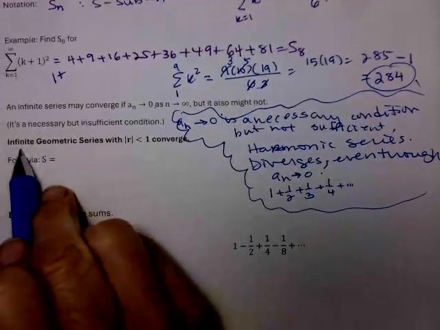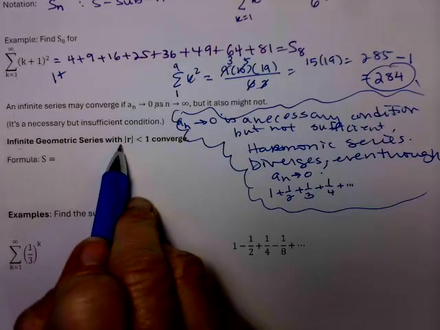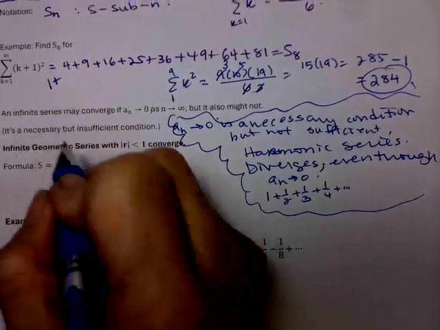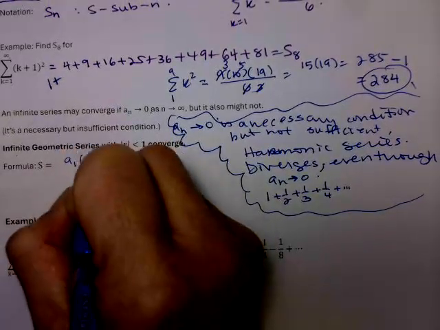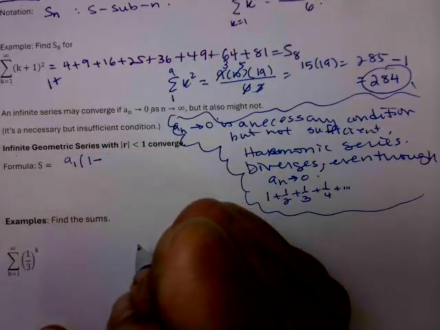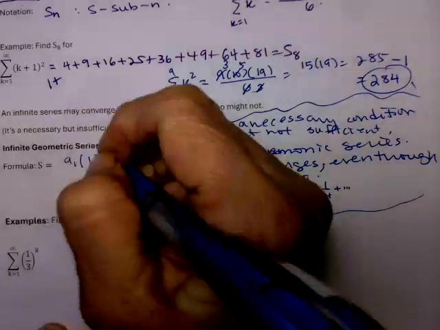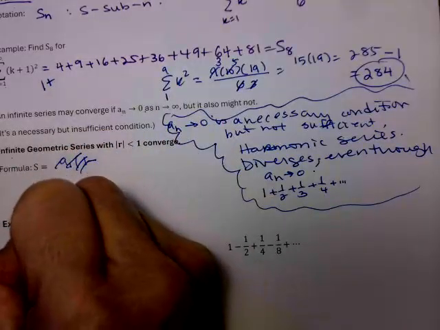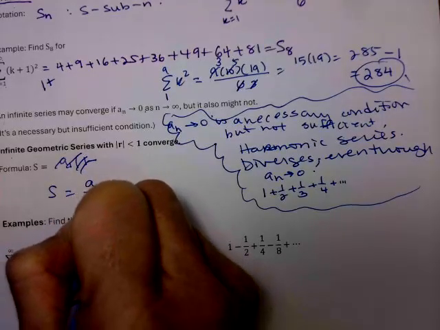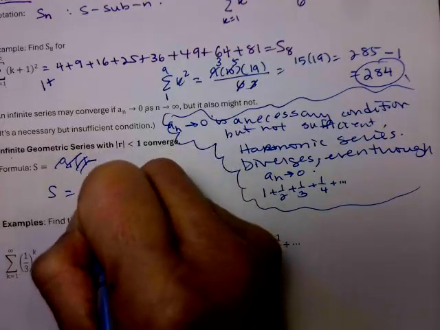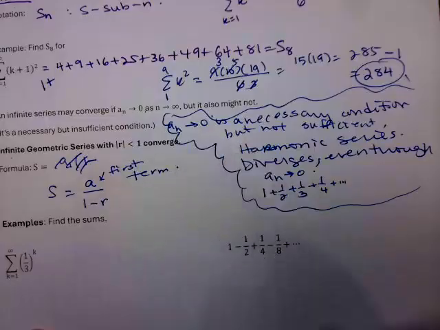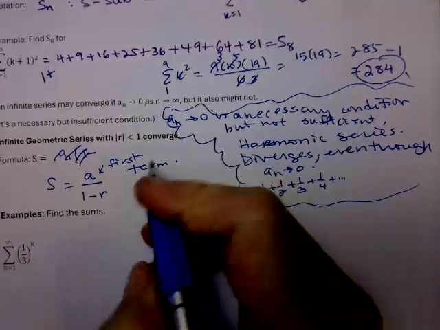For now, we'll talk about an infinite geometric series. If that common ratio, or the absolute value of it, is less than 1, it does converge. And the formula is a sub 1 times 1 minus... nope, I was starting to write the one for a finite series. The formula for the infinite series is a over 1 minus r, and a is that first term. R is our constant ratio.